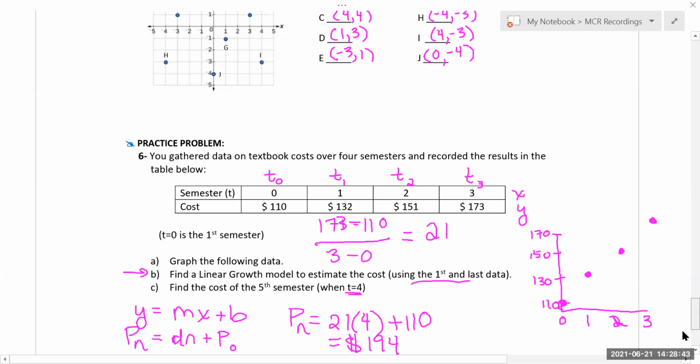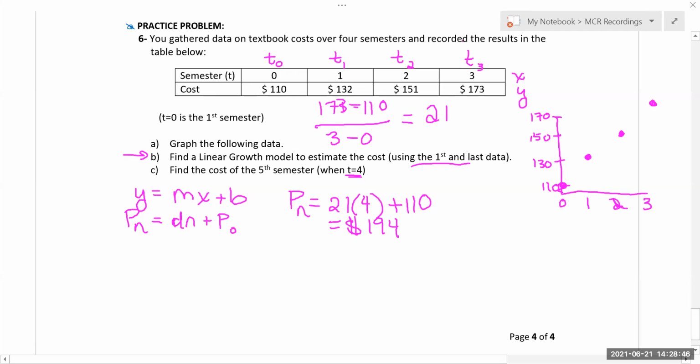194. And that is your day 9 material, and you do have a day 9 assignment.